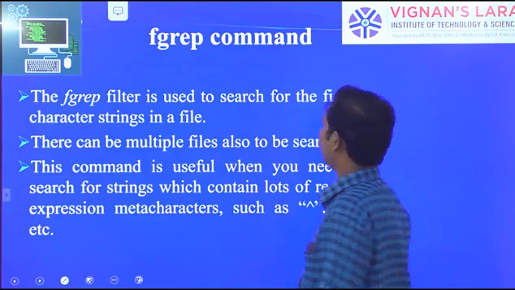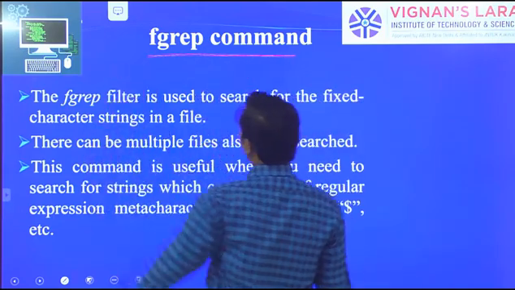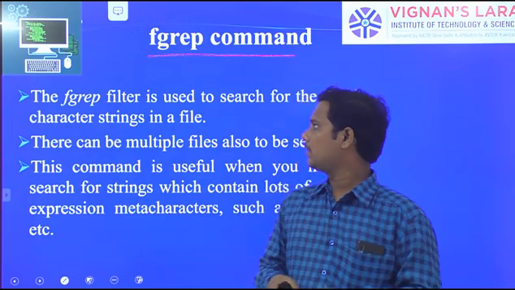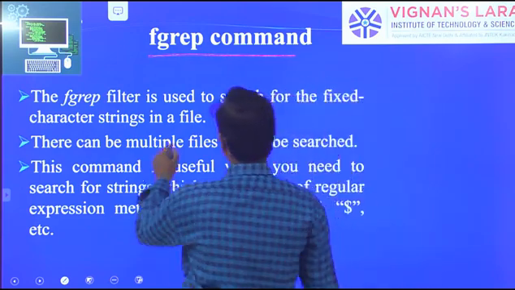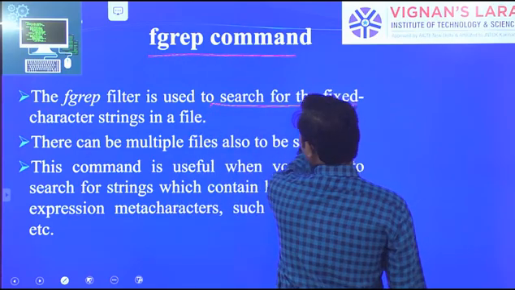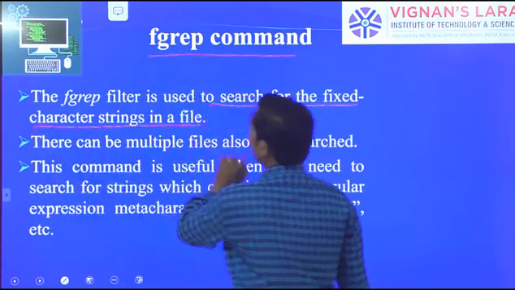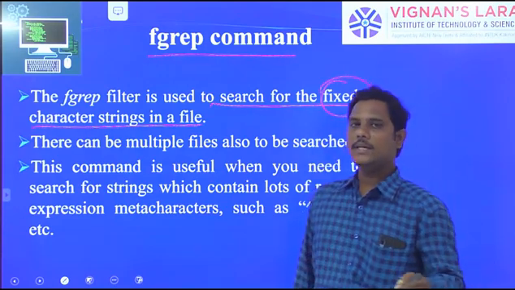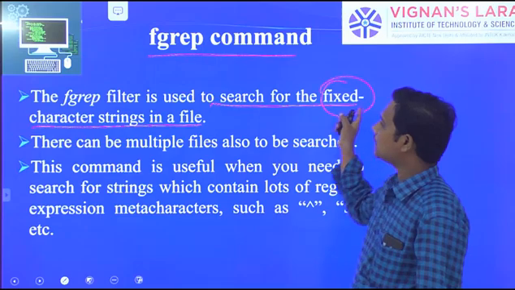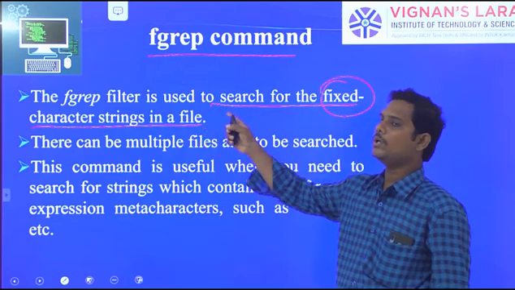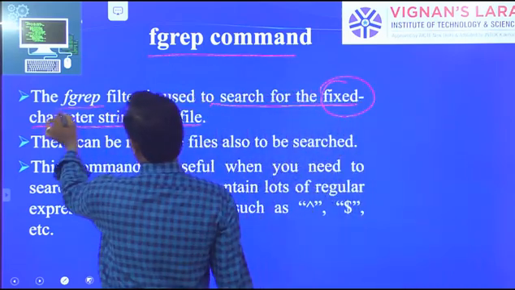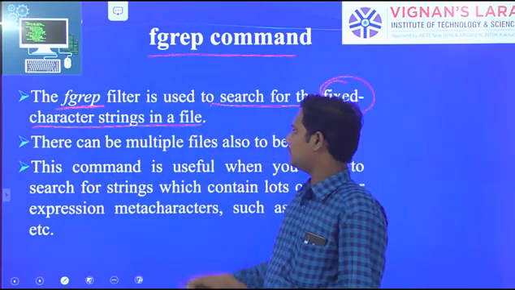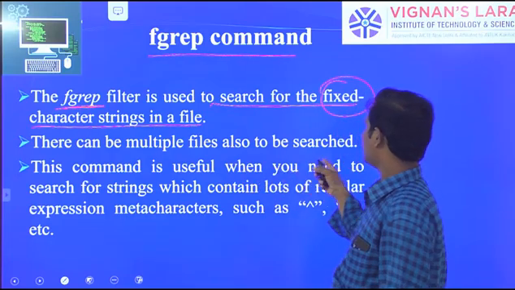Now coming to the fgrep command. F means fixed grep. The fgrep is a filter used to search for a fixed character string in a file. Egrep means extended, fgrep means fixed character string in a file. With the fgrep command, multiple files can also be searched.